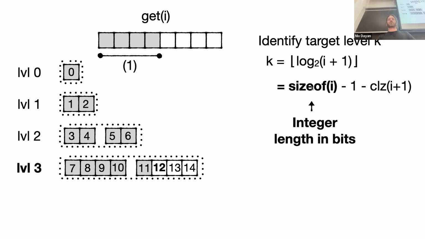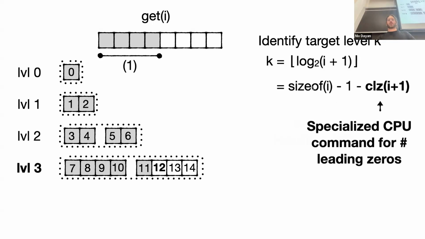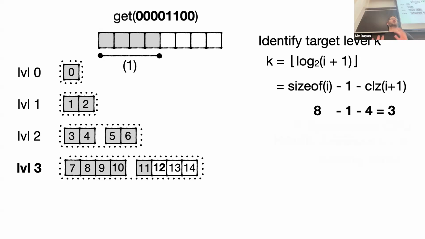Okay, and this is right. So this is the integer length in bits. Okay, yeah, and this is your specialized CPU command. Let's just see how this works in practice. Suppose you have 8 bits for this integer. This is the bit encoding for 8. And indeed, this is the length of it. The number of leading zeros here is 4. And indeed, you end up getting 3, right? Just so that you see how this works.